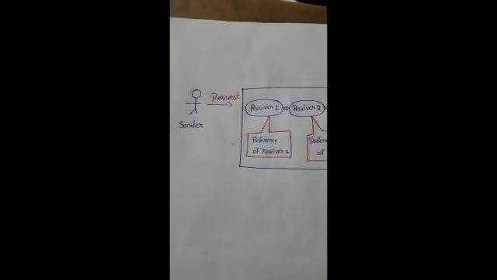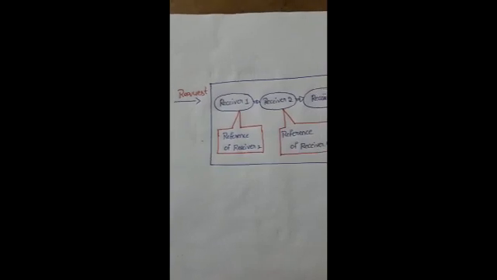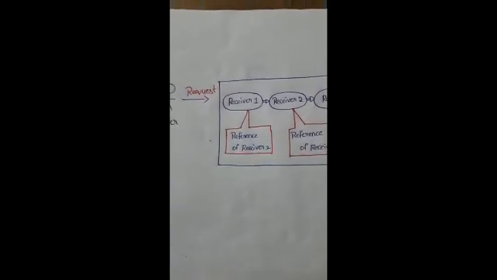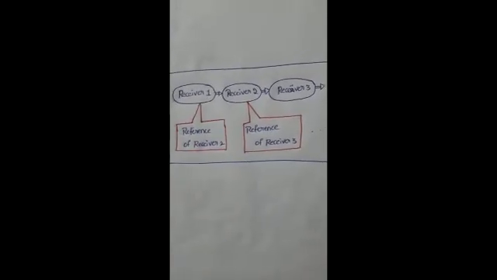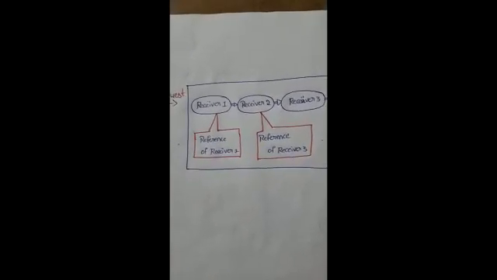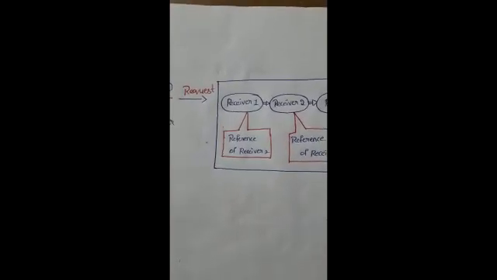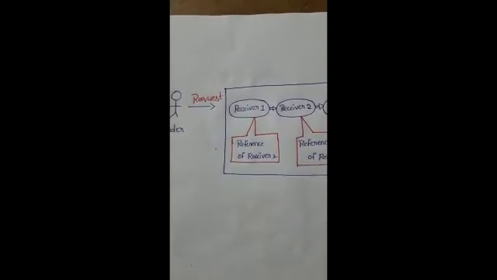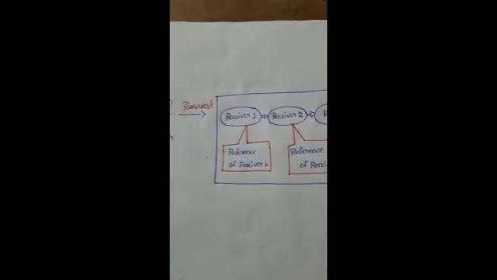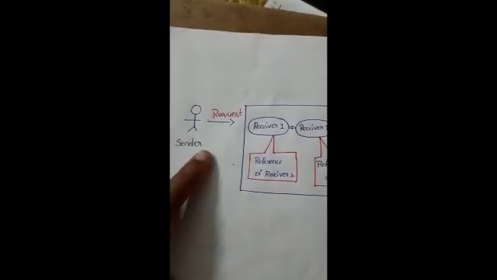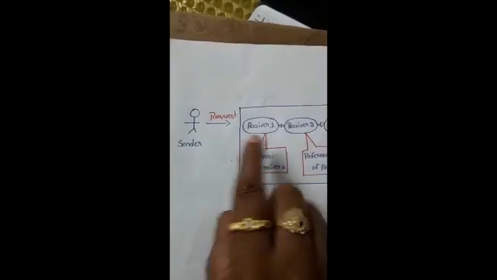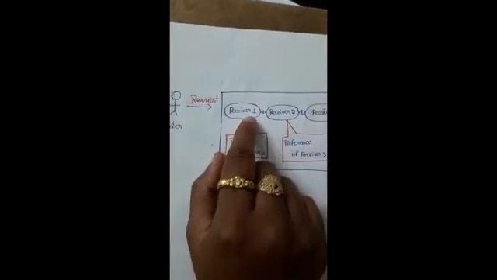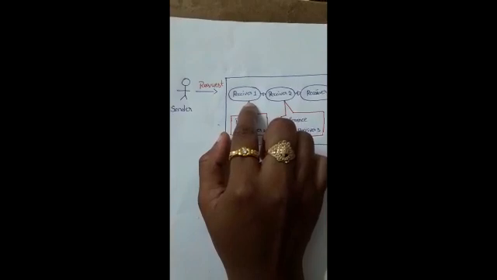See, in this, the sender or client sends a request to a receiver. It creates a chain of objects for a request. Suppose it creates a chain of receiver objects for a request. In this pattern, normally each receiver contains a reference to another object. That means whenever a sender sends a request, the receiver receives the request from the sender. Let us say it's receiver 1.